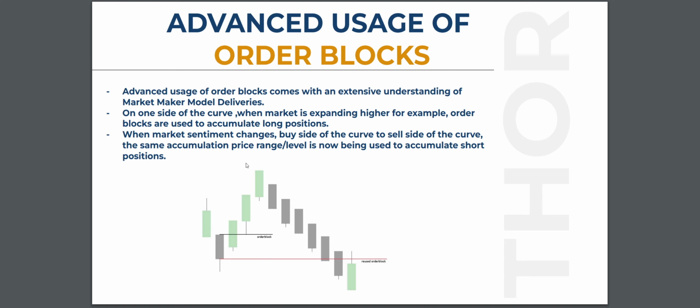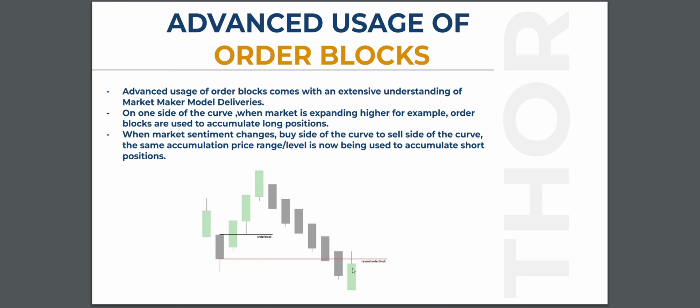What will happen is on one side of the curve, when the market is expanding higher, for example, order blocks are used to accumulate long positions. But when the sentiment changes in the marketplace, when we go from the buy side of the curve to the sell side of the curve, the same accumulation price range, which is the order block, is now being used to accumulate short positions, right? What you'll see is this order block here is being used for long positions on the buy side. Now we have a sentiment change here. We're going lower, right? Maybe there's a reversal here.